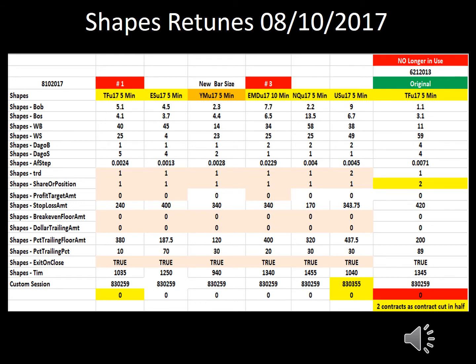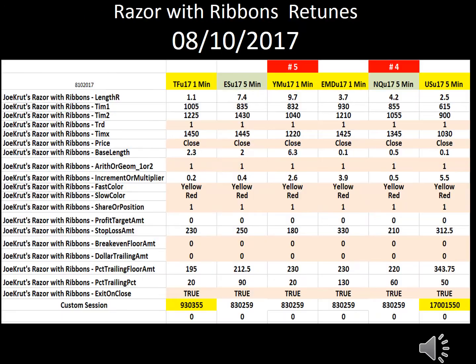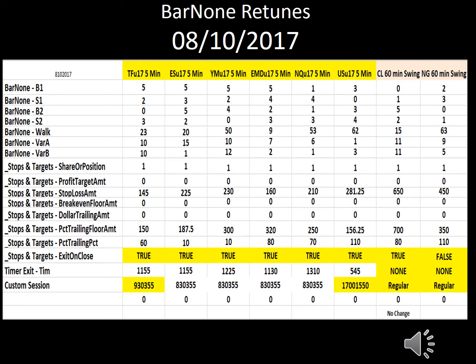This is shapes. This is the razor new inputs. Here's razor with ribbons retunes. And just to let you know, I'm pretty good at this as far as doing the recalibrations, and it takes me over 12 hours to do this once a month. So if you take a look at the new inputs and see if they're better for you, and if they are, I certainly hope that you'll use them.